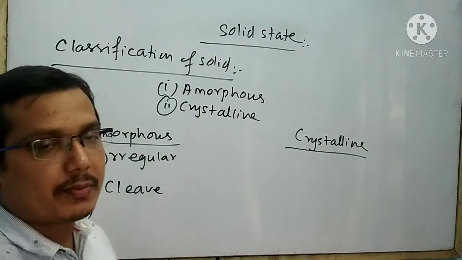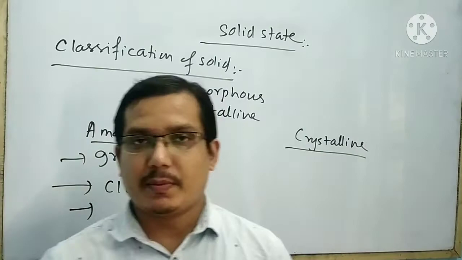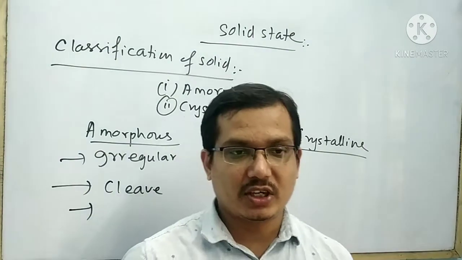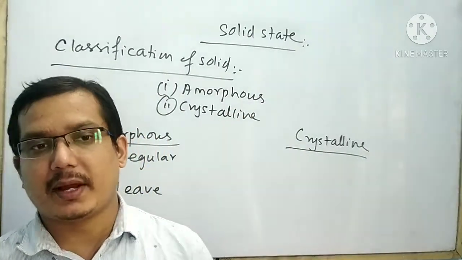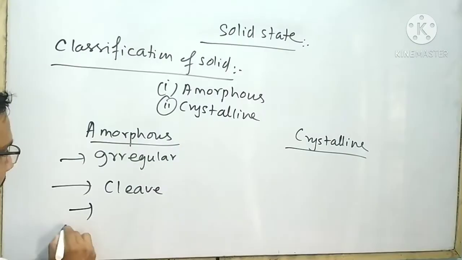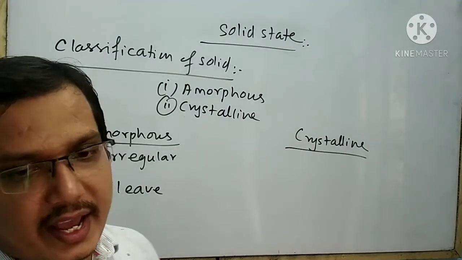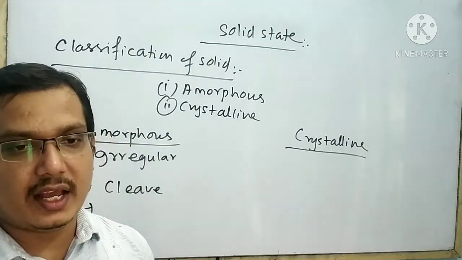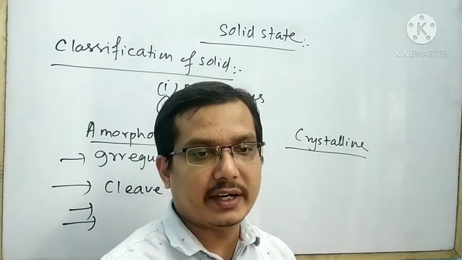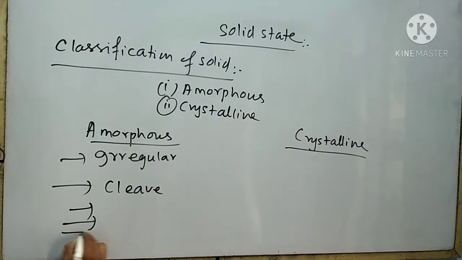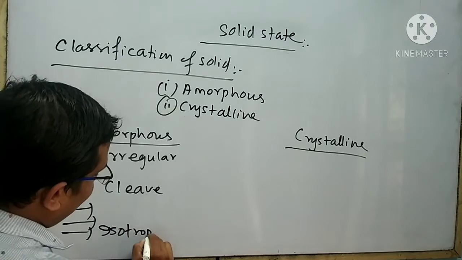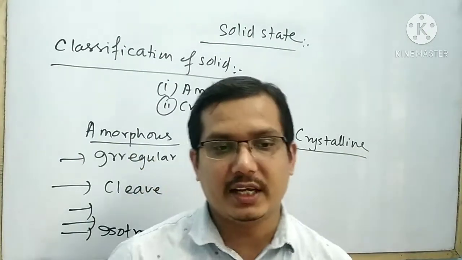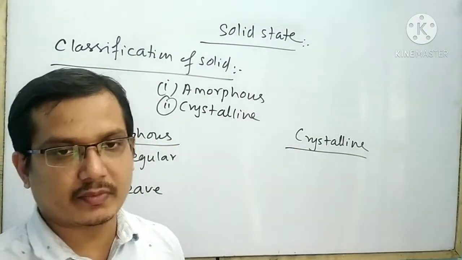In case of amorphous solid, it gradually softens over a range of temperature, but in case of crystalline solid, it melts at a sharp and characteristic temperature. Amorphous solids do not have a definite heat of fusion. On the other hand, crystalline solids have a definite and characteristic heat of fusion. Amorphous solid is isotropic in nature. On the other hand, crystalline solid is anisotropic in nature.